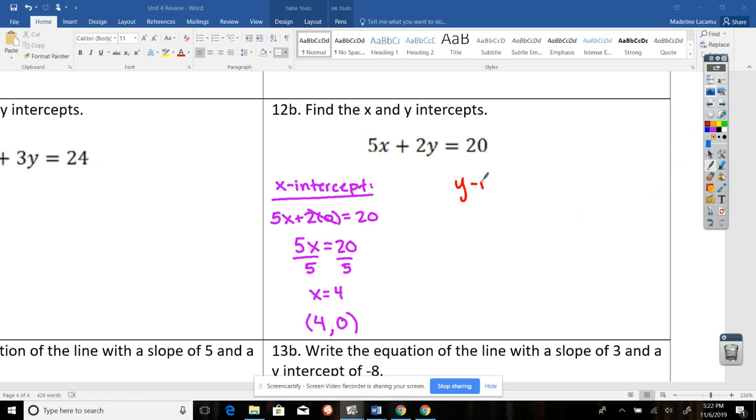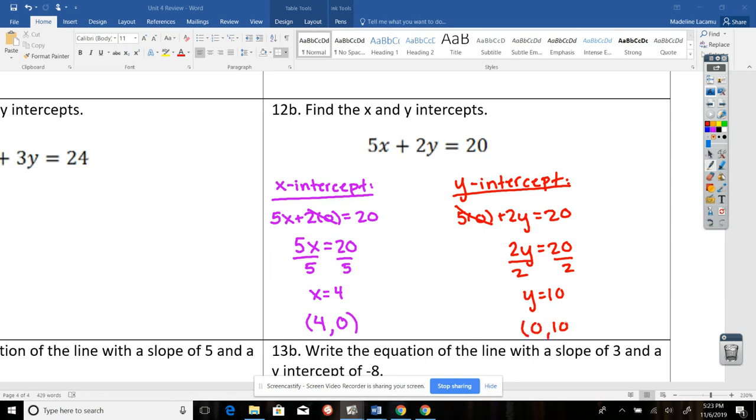Now for our y-intercept, we basically do the same thing, except we're going to replace x with 0. So I have 5 times 0 plus 2y equals 20. 5 times 0 cancels out. So I get 2y equals 20. Then I divide by 2. So y equals 10. So our point here is 0, comma 10.